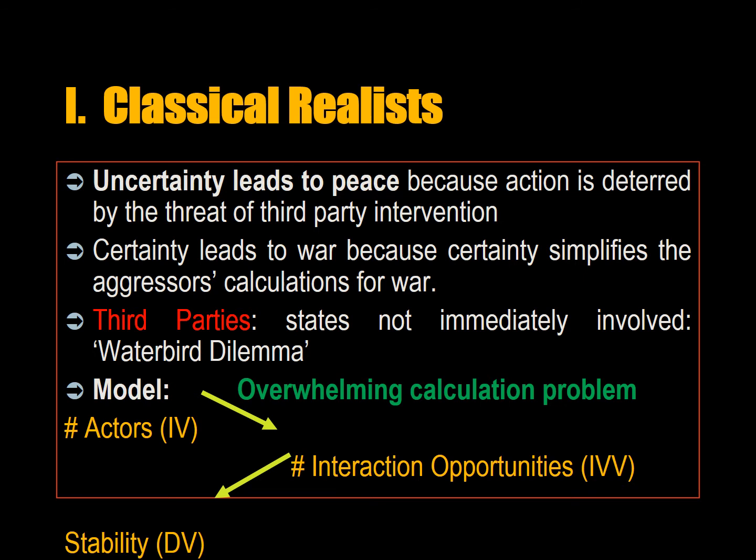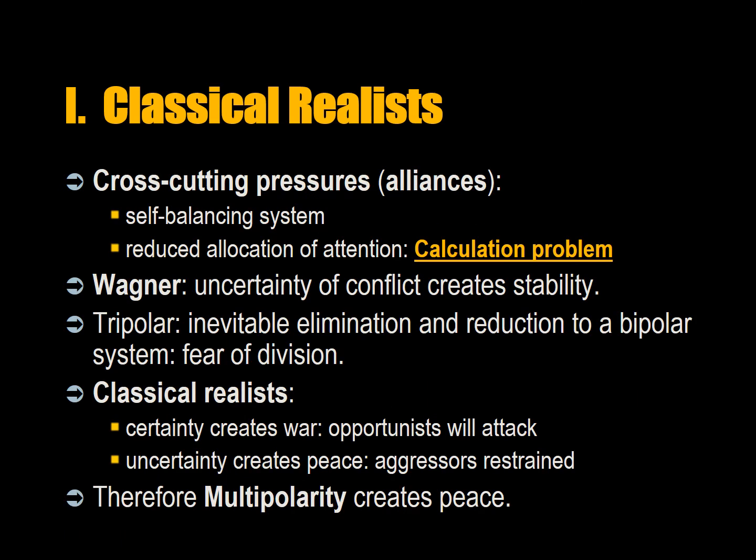So the basic explanation for the classical realists is as the number of actors increases, which is an overwhelming calculation problem, the number of interaction opportunities as an intervening variable increases, and this then leads to stability. Because everyone's afraid of what this complex possibility of intervention by third parties is going to do to their war. You also have cross-cutting pressures and alliances. In other words, you have countries that ally with each other and they're not necessarily jointly allied. Like Thailand today has very close relations, both with China and the US, even though the US and China confront each other. Pakistan has very good relations with both the US and China, even though China and the US occasionally confront each other. So these cross-cutting pressures in the alliances create a better self-balancing system.